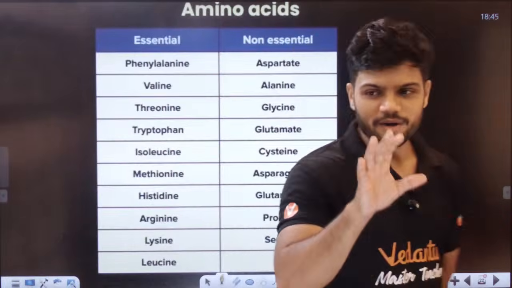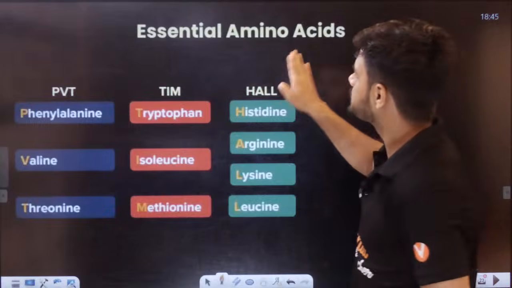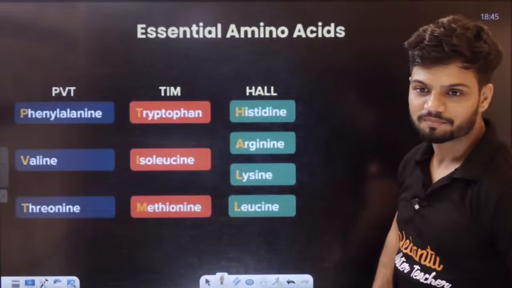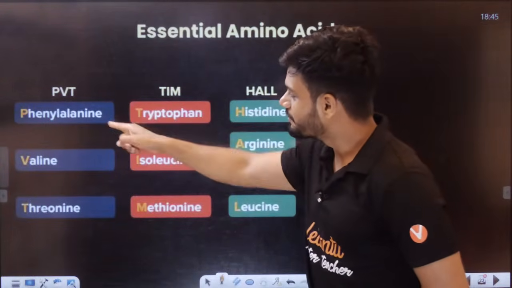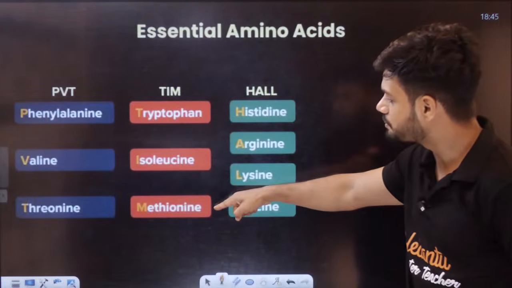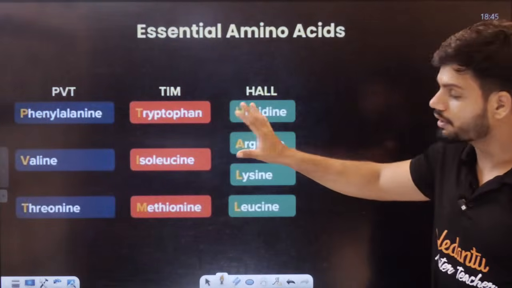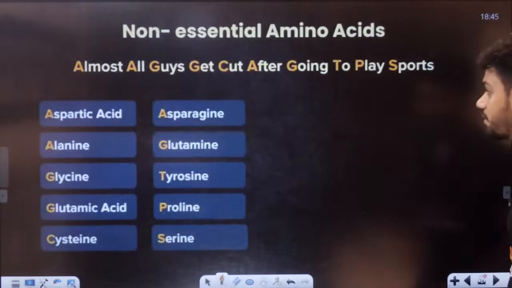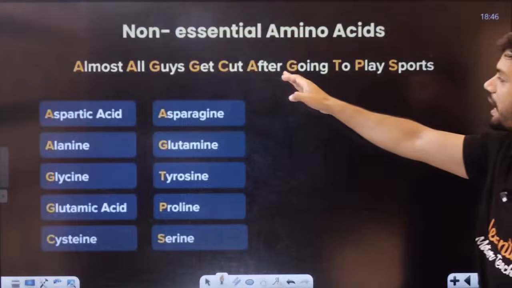Okay, so what is the hack here? The hack here is that essential amino acids are remembered as "Private Tim Hall". Here we have phenylalanine, valine, threonine, tryptophan, isoleucine, methionine, histidine, arginine, lysine, leucine. So all of these are your essential amino acids, students. Now this is for the non-essential amino acids: "Almost all guys get cut after going to play."